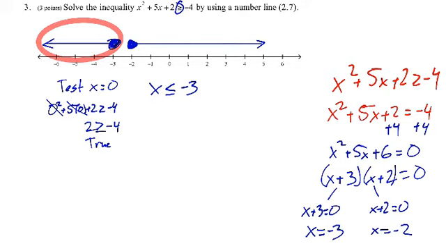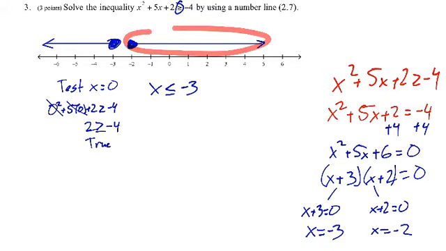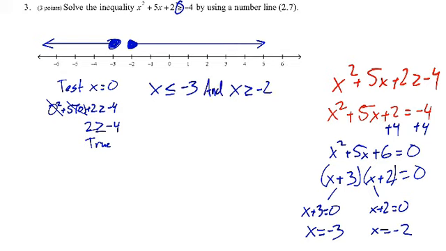The other side over here, that's to the right of x equals negative 2. So we're going to say x is greater than or equal to negative 2. So it's really, we got to say and in between them. So our cases are x is less than or equal to negative 3 and x is greater than or equal to negative 2.